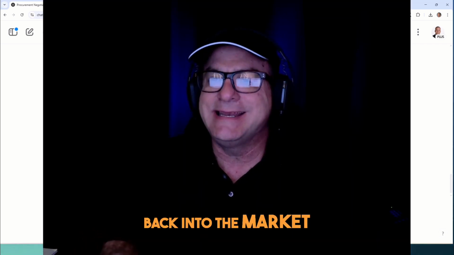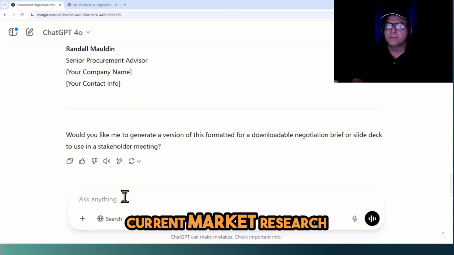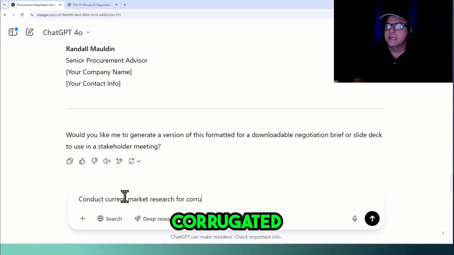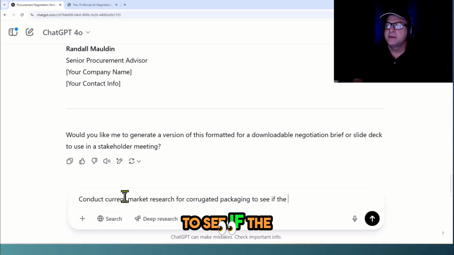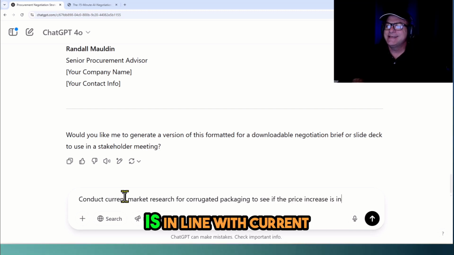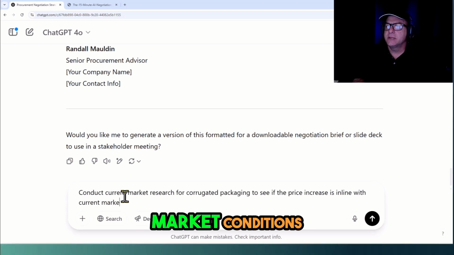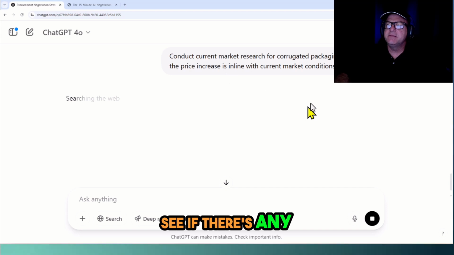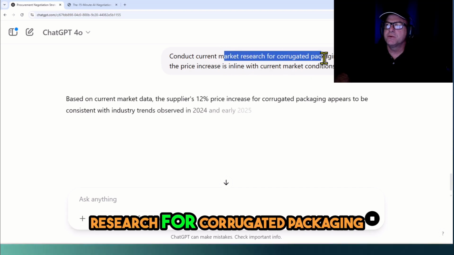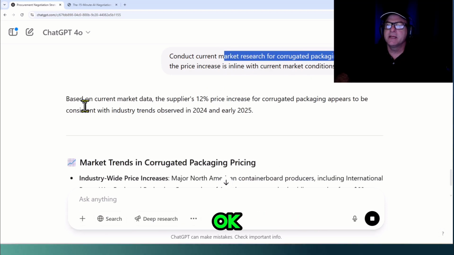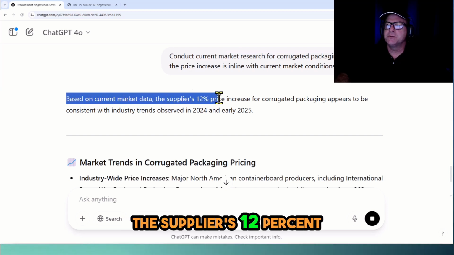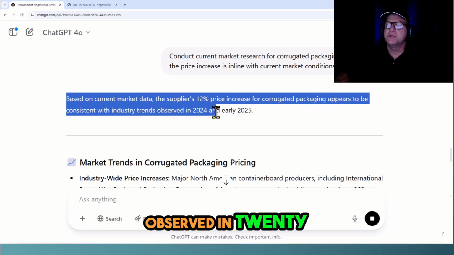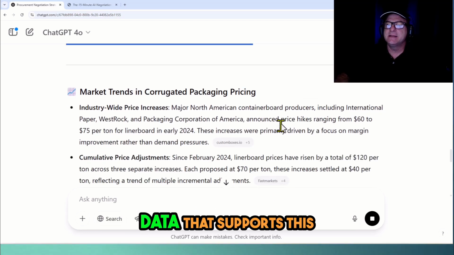We can actually go back into the market and ask the AI to conduct current market research for corrugated packaging to see if the price increase is in line with current market conditions. Now it's going to go out and search the web for any additional information. Okay, so this is based on market data. The supplier's 12% price increase for corrugated packaging appears to be consistent with industry trends observed in 2024 and 2025. So now you have data that supports this.